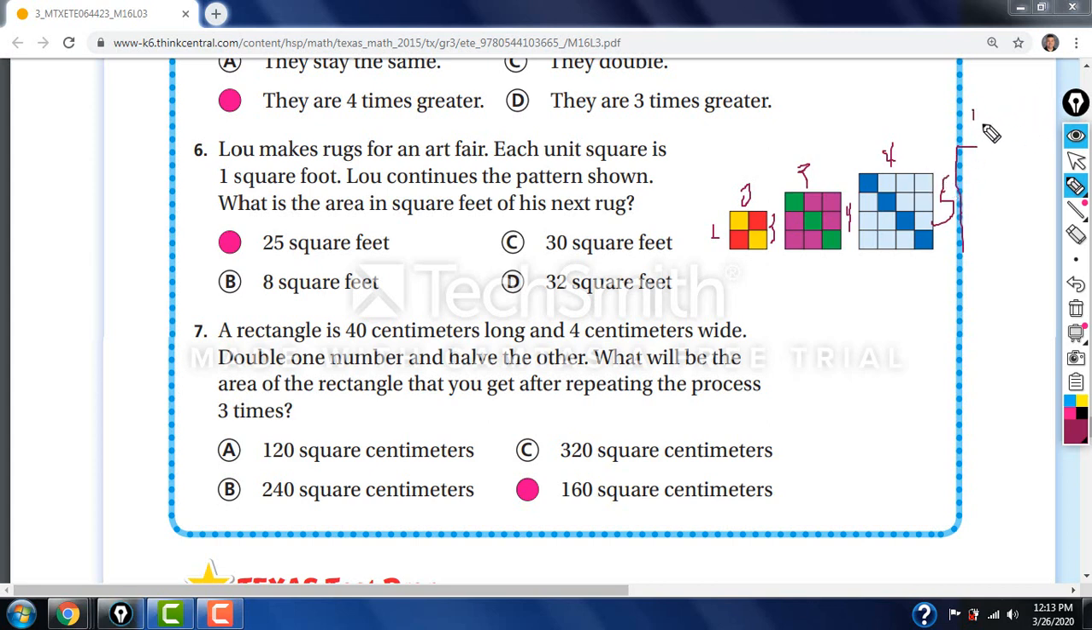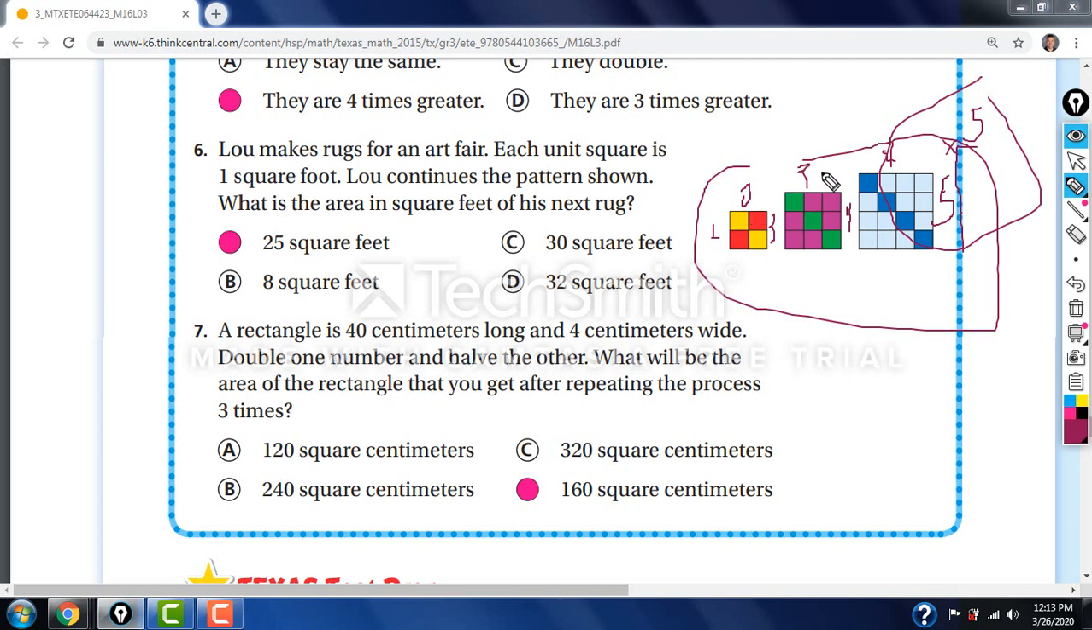So my width will be 5. So there's my square feet right there. The area will be 25. 25 square feet. Notice what I'm doing here. I'm writing down what I know.